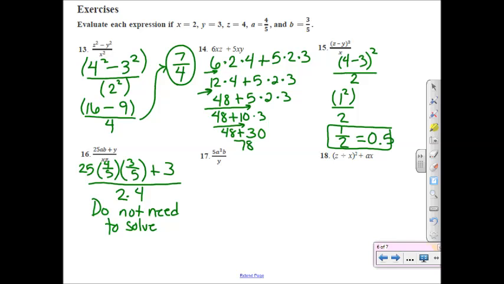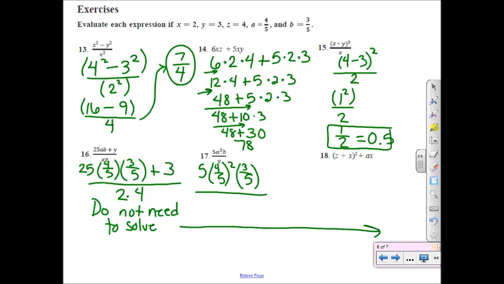Same thing with 17 and 18. You do not need to solve any of those, but we will set them up so that you get practice putting the values in for the variables. So we have 5 times A is 4/5 squared times B is 3/5, all over Y, which is 3. And you can leave it at that.